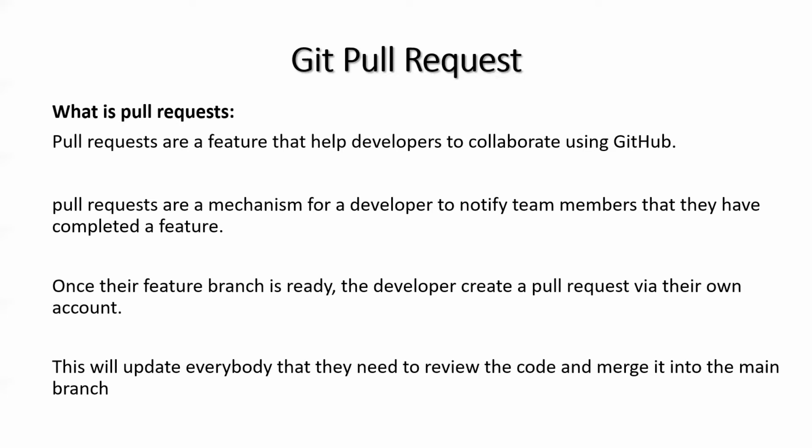Now I'm going to show one basic example where I will create a branch, and in the branch I will make some changes, and then I will push my local commits into the remote branch. Then with the help of the remote branch, I will send the pull request to the main branch. Let me show some example.